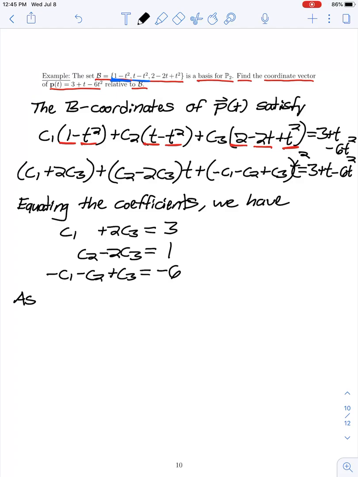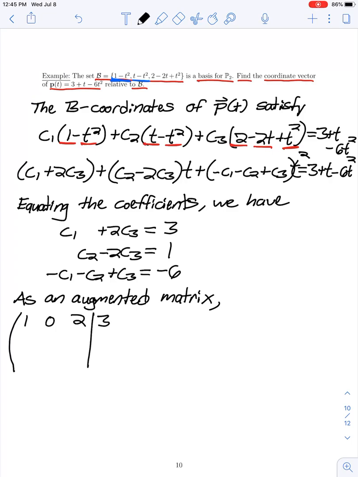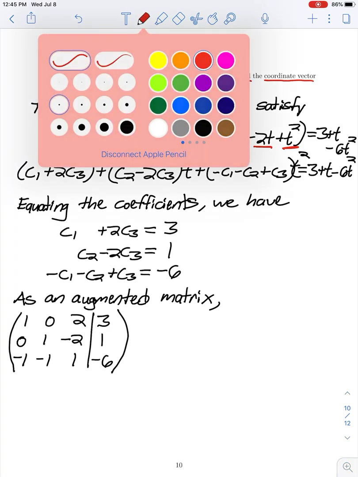an augmented matrix. So here, as an augmented matrix, we can express this in the form 1, 0, 2, 3, 0, 1, negative 2, 1, and negative 1, negative 1, 1, negative 6. All right. So performing row reduction, we can solve for our constants.